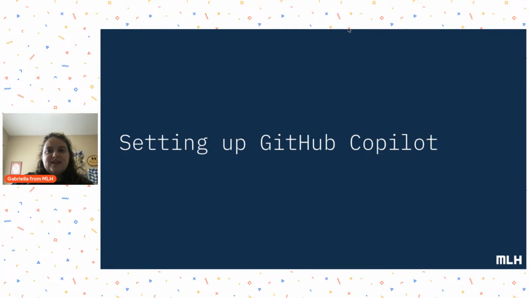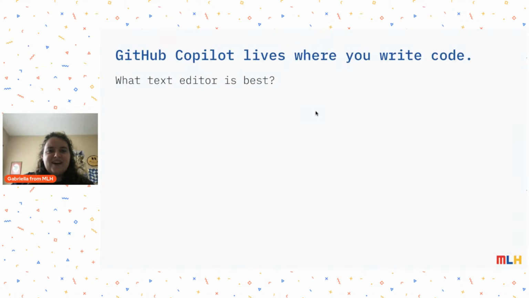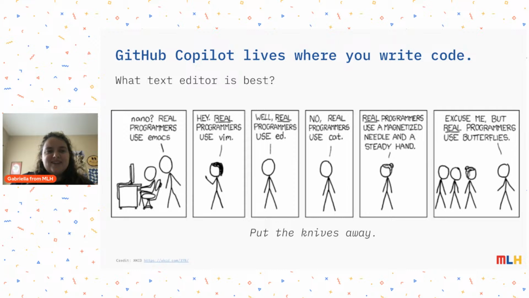Awesome. So now we're going to get into setting up GitHub Copilot and how you're going to integrate it into VS Code. Before we do that, GitHub Copilot lives where you write your code. There's a lot of back and forth about which text editor is best. I'm most familiar with VS Code, so that's what we'll be using.